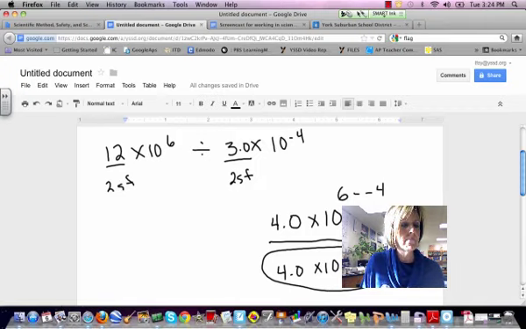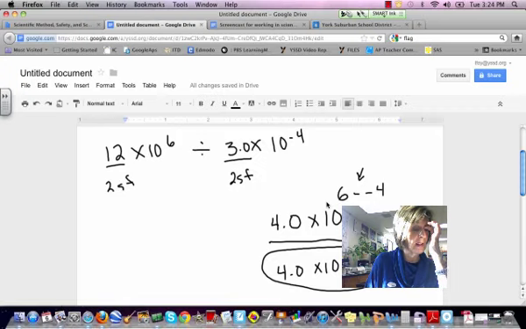So remember that when you multiply numbers with scientific notation, you add the exponents. When you divide, you subtract, but be careful of double negatives becoming positive. And the only other thing you have to remember is that whatever number has the least number of sig figs, that's how many sig figs you'll have in your answer.